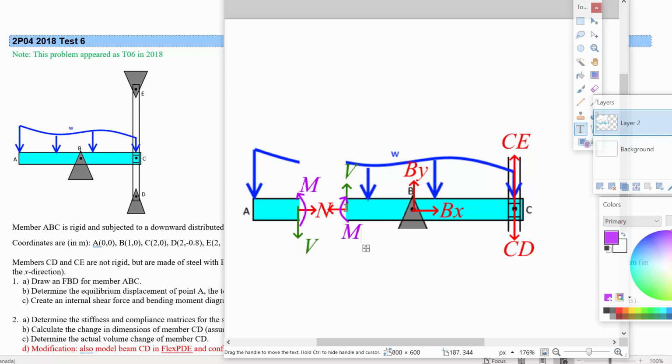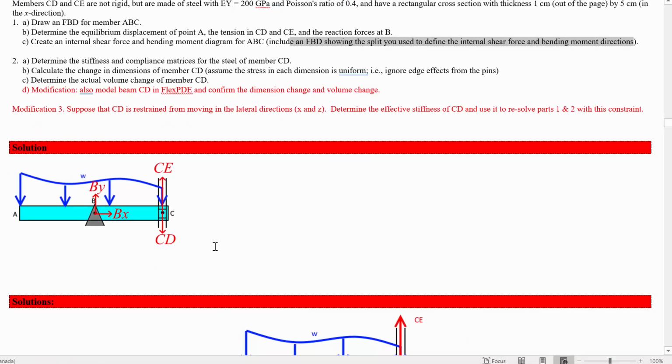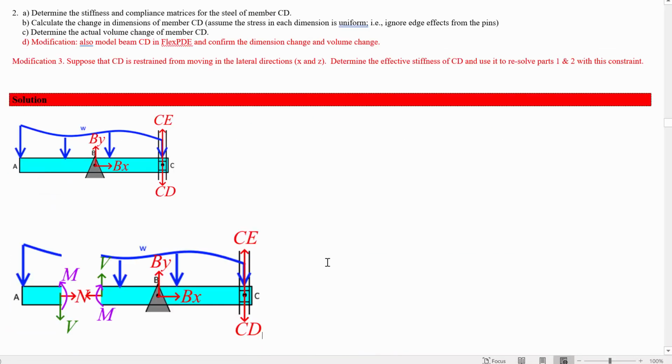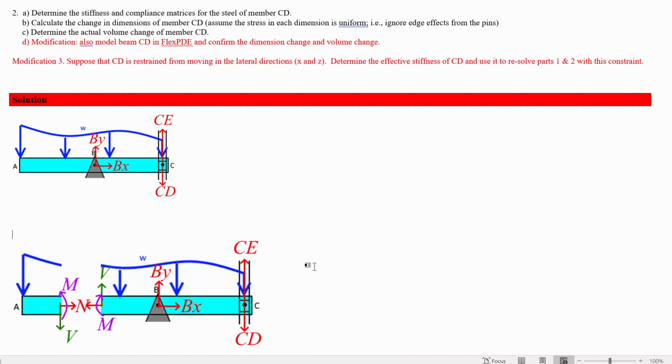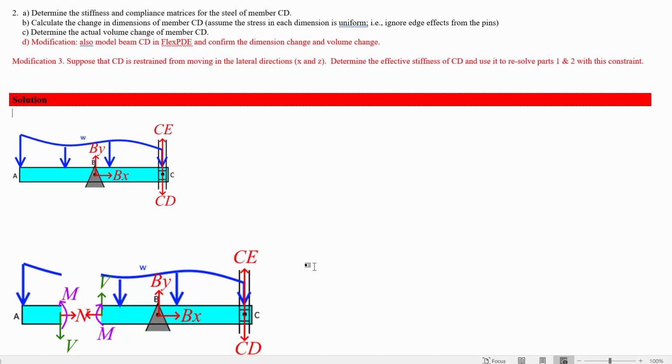Okay, so there we go. Newton's third law action-reaction pairs for all three. There is the split that we used. Maybe to put in the solution, we'll call this the split. So this is 1A FBD, and we'll call this 1C FBD.